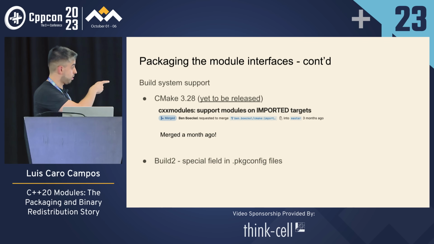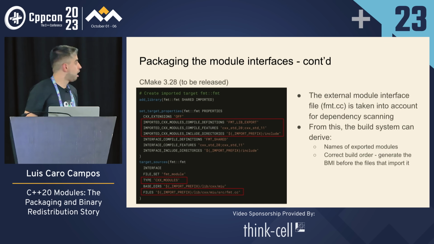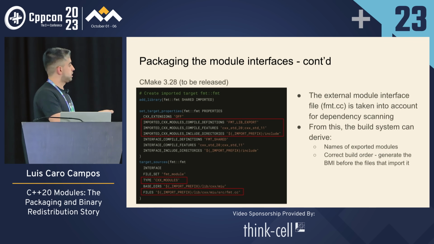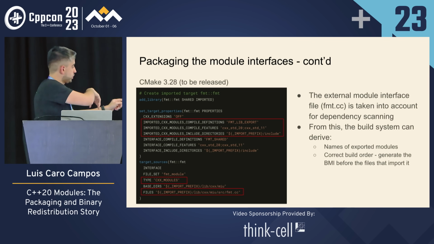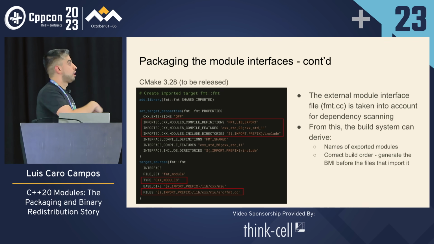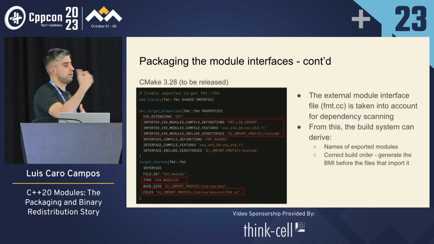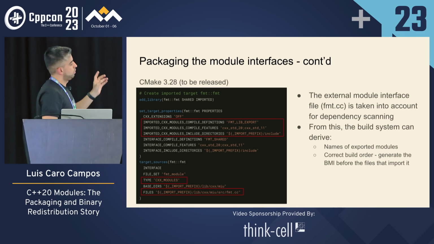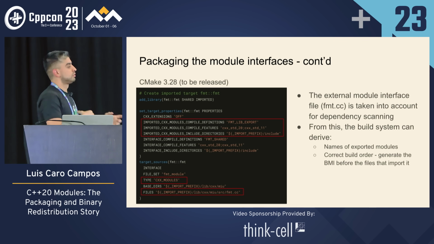So this was merged a month ago, I think: support for modules on imported targets as well. The idea is, and I will show you in the next slide, the generated CMake targets file will now contain information that pertains to modules and how to use them. The important thing here, at the very bottom, is which files are actually C++ modules. I would imagine that with this information, CMake now knows that it needs to scan those files in order to determine which modules they export, so that the build system can generate the BMI on the fly before any file that does the import. And also, if a file needs to be compiled, we have compiler definitions, compiler features, and include directories as well.